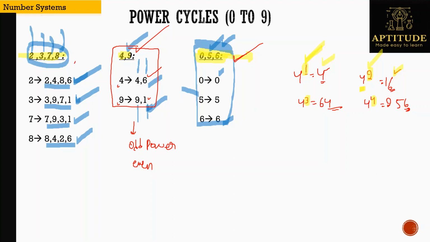Now here is a big question mark: how to use this power cycle? Okay, now we came to know what a power cycle is and what the values of a power cycle are. Now the big question is how to use this power cycle in order to find unit digits. That's the main thing here. So let's take a small example with any of these ending digits, and then let's discuss how to use the power cycle.